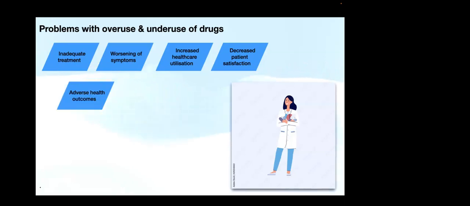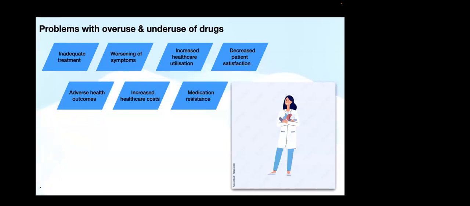The fifth one is adverse health outcomes. The underuse of medication can increase the risk of adverse health outcomes. Without appropriate medication therapy, the management of chronic disease and infections may be compromised, leading to complications, disease acceleration, and poor prognosis. Next is increased healthcare cost. We already discussed increased healthcare utilization; further, it can lead to increased overall cost of health. And medication resistance also occurs with the overuse of medication, particularly antibiotics, which can contribute to the development of medication resistance.